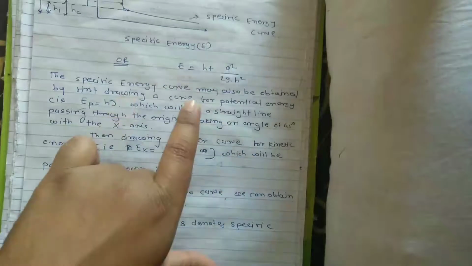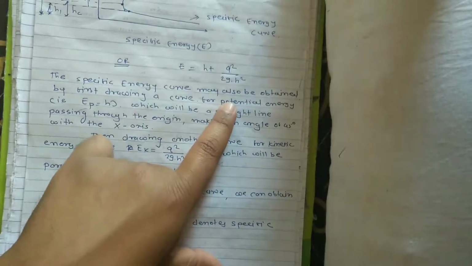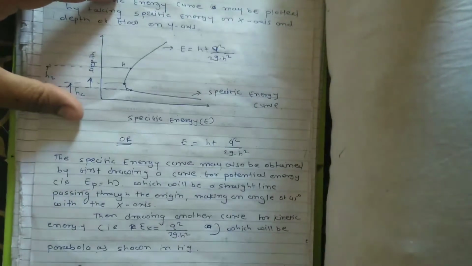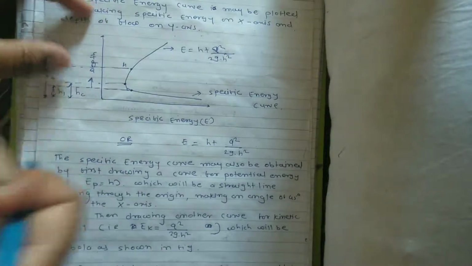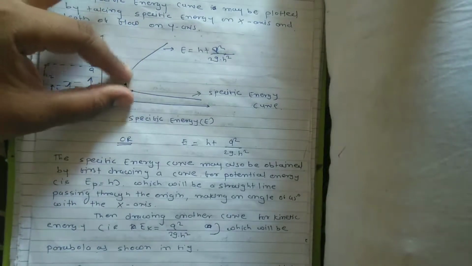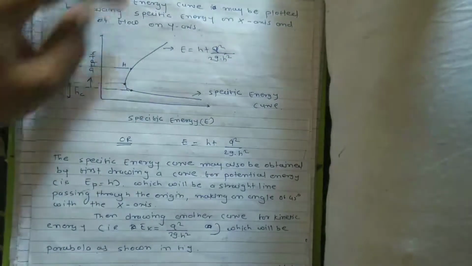The specific energy curve may also be obtained. So you can obtain this specific energy curve in this manner also for different depths. Take different depths and find out the values of E and plot this graph, and you will get a graph like this. So this is your specific energy curve.